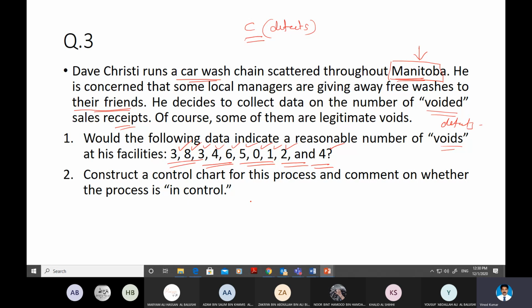In the control chart for defects, the first step is to find C bar. How to find C bar? You need to add all of them: 3 plus 8 plus 3 plus 4, and so on. How many? See, car wash chain. This is one area, this is a second area, this is the third area, like that. How many areas do you have? 1, 2, 3, 4, 5, 6, 7, 8, 9, 10 areas. So divide by 10. This is C bar.